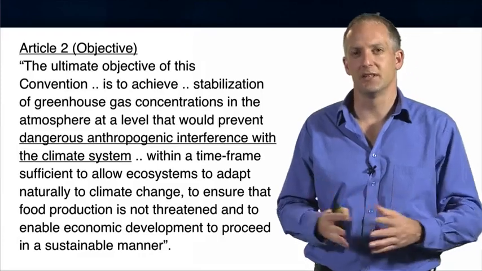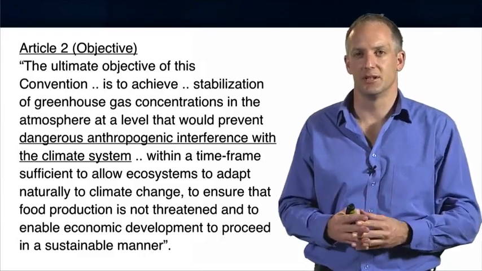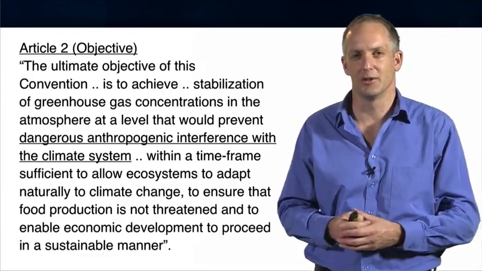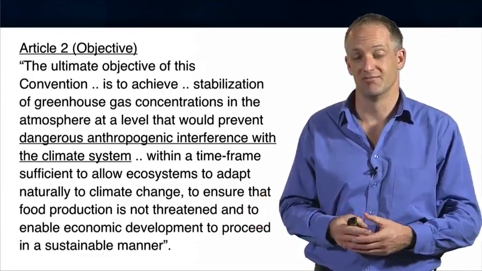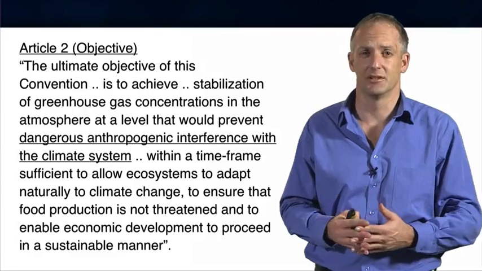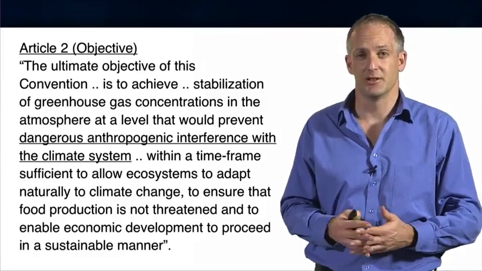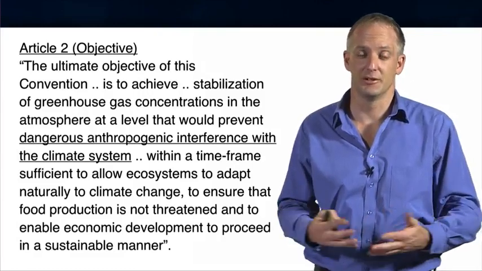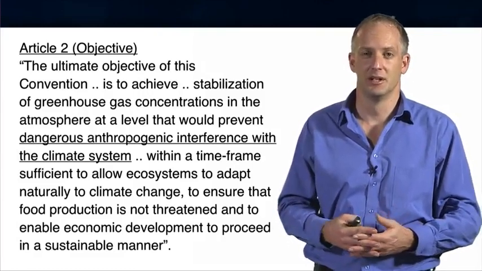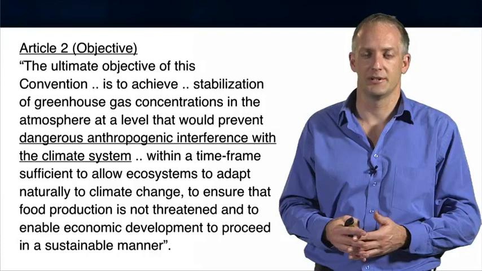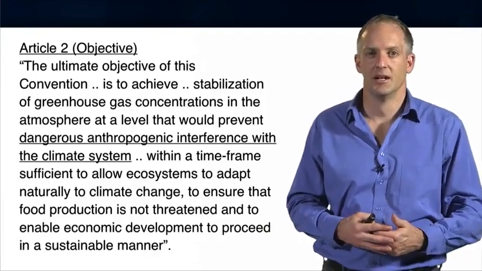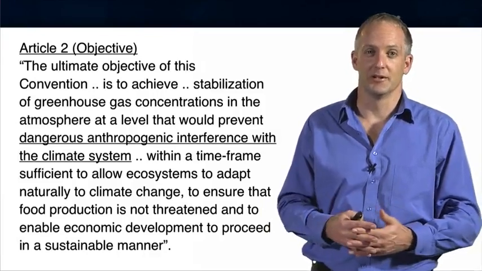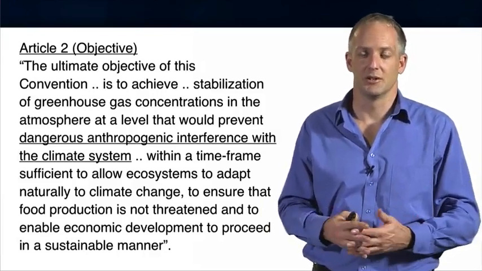So the ultimate objective of the convention is to prevent dangerous climate change, and there's some attempt to stipulate what that means with respect to ecosystems adapting naturally, whatever that means. That's quite a difficult idea. Food production not threatened, there's all sorts of variables that go into food production that are not related to climate. Cost of fertiliser, cost of pesticide, food prices, distribution of land, and so on. Sustainable economic development is also quite a difficult concept.